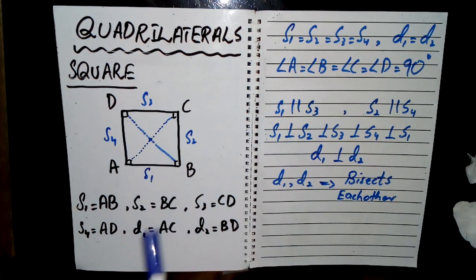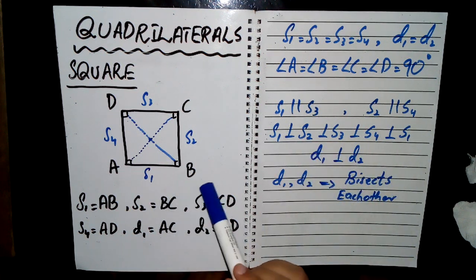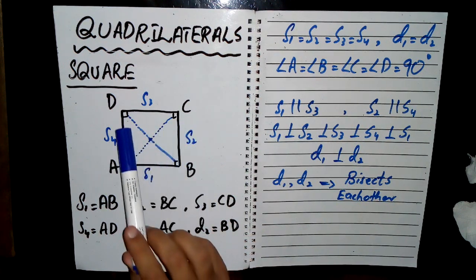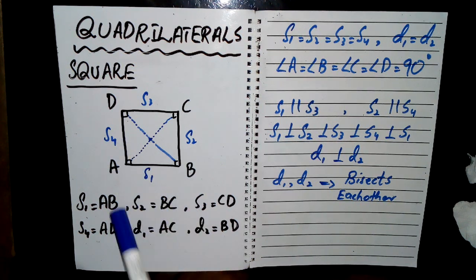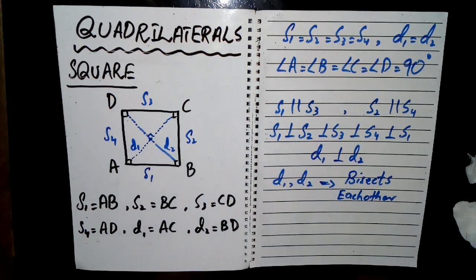So opposite sides are parallel while the adjacent sides are perpendicular to each other. That is, S1 is perpendicular to S2, S2 is perpendicular to S3, S3 is perpendicular to S4, and once again S4 is perpendicular to S1. The diagonals are perpendicular as well. These two diagonals, D1 and D2, are perpendicular to each other, and they also bisect each other, that is, meet at the midpoint of each other.